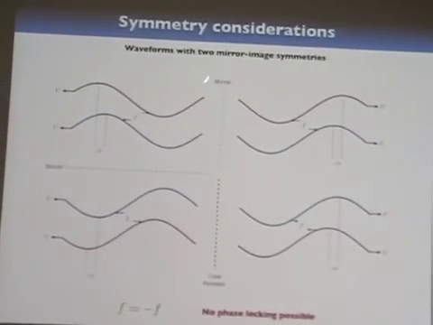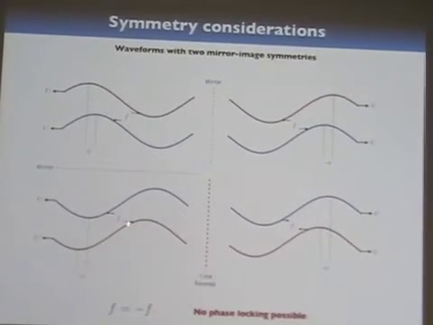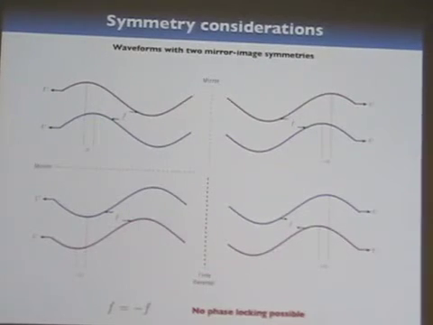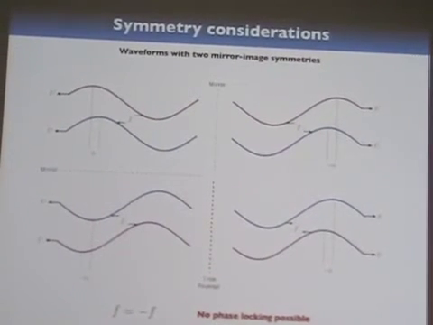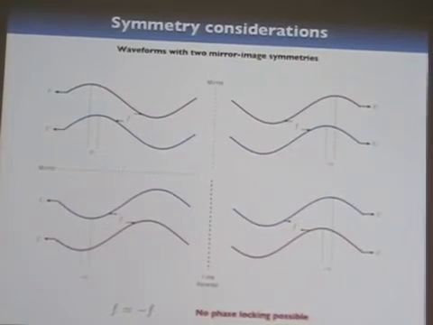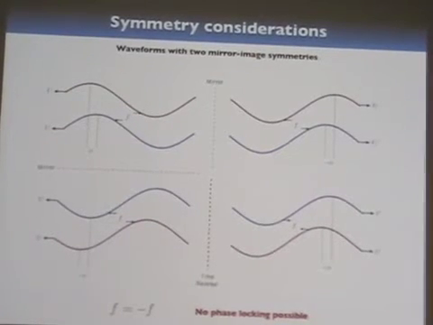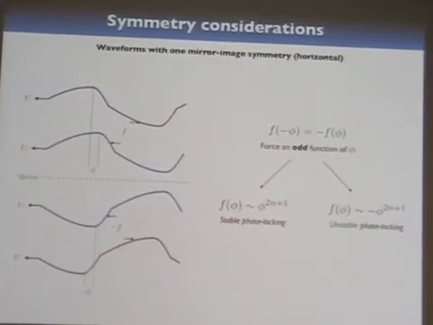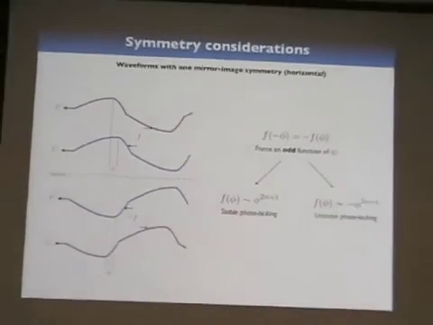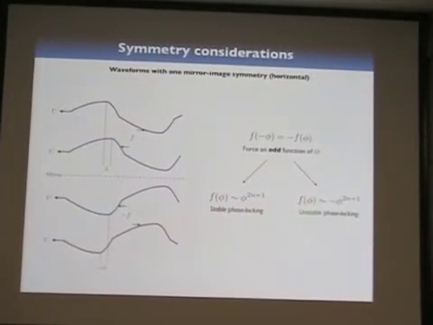If you have a waveform where you can do those two symmetries, then there's no phase locking. So if you take two sine waves, or any geometry that looks like a sine wave, they will never phase lock, ever. So you need to break the symmetry between the front and the back of the cell.